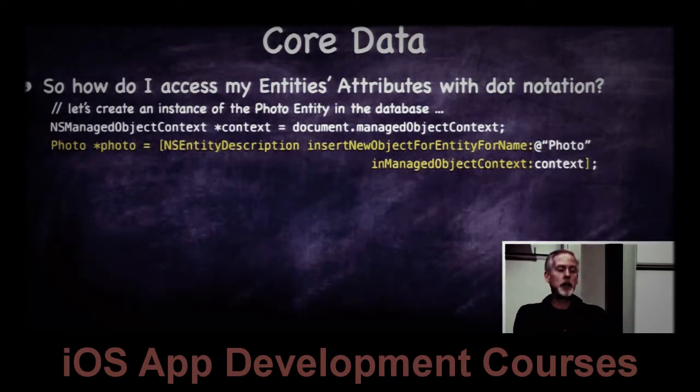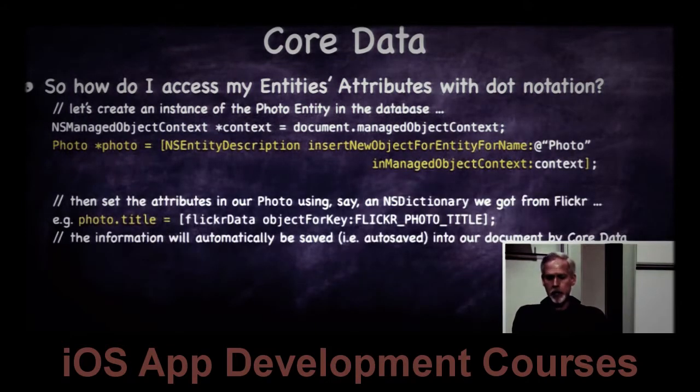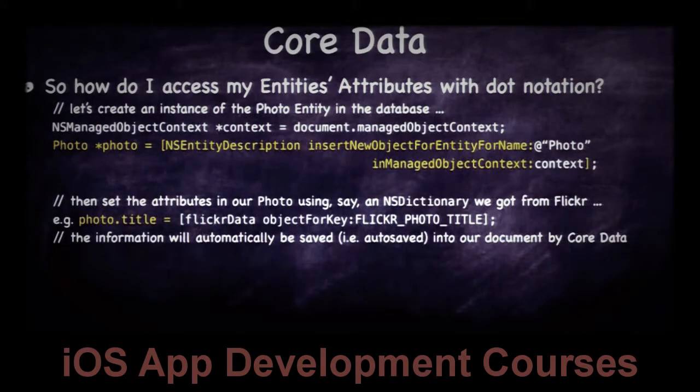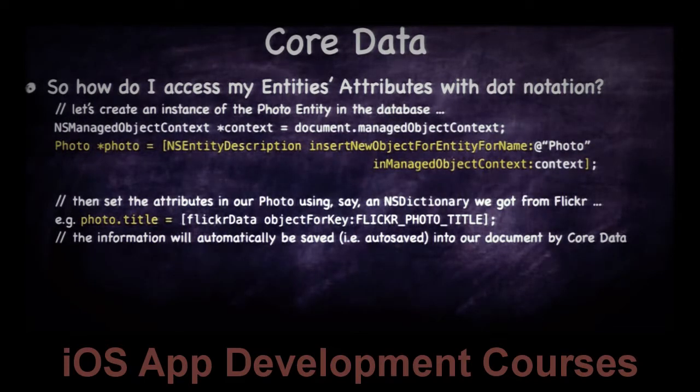insertNewObjectForEntityForName, by the way, returns an id, so the compiler is not going to warn you or give an error in either case. But if you say Photo *photo equals that, then you can just say photo.title equals whatever you want the title to be. Like if I'm downloading this from Flickr, I might say Flickr data objectForKey Flickr photo title. Get it out of that dictionary that came from Flickr, and I'm just setting that title in my database. Okay, exactly 100% what you would think it would be.